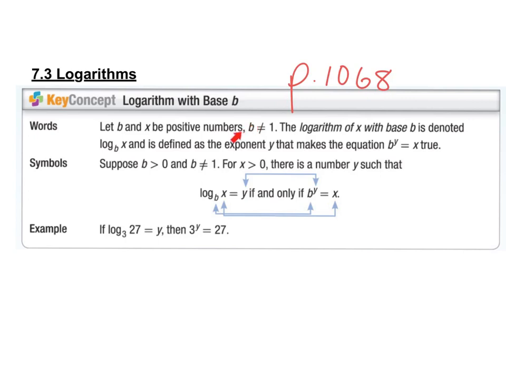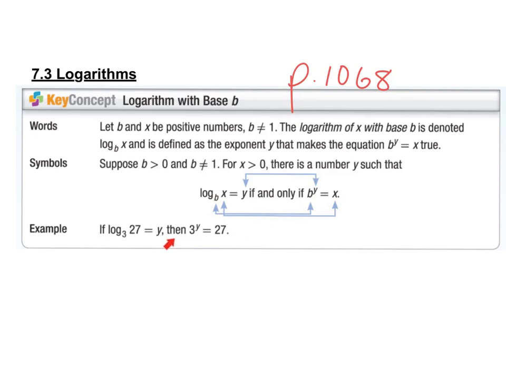First of all, the base, b, can't equal 1. They have to be positive numbers. So in here, these two numbers will both be positive, and this base cannot be 1. Y is actually the power. So this logarithm equals a power. And if you look over here, this is the way you want to think about it, and that's what all these arrows are saying. B to the y power equals x.